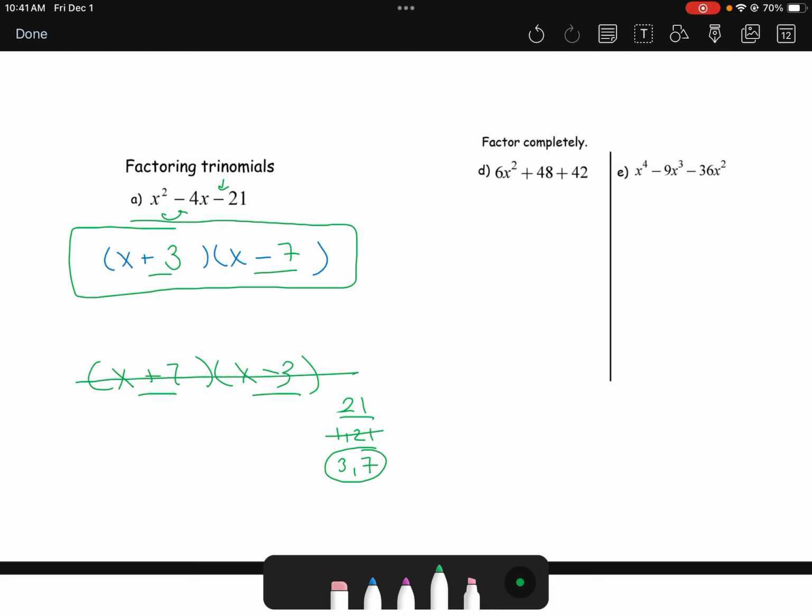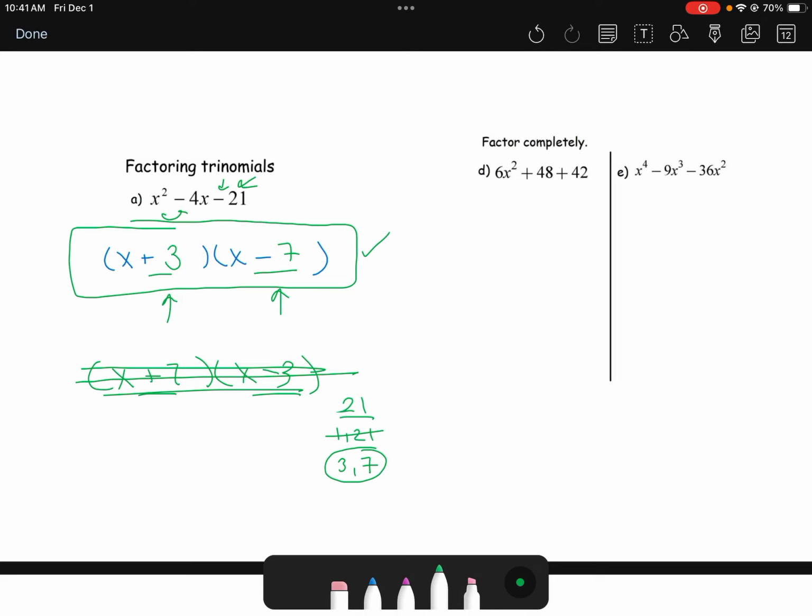Again, I needed a negative 4, and 7 minus 3 is a positive 4, so that one doesn't work. And again, the nice thing is, check it. Positive 3 times negative 7, is that negative 21? Yes, it is. Is 3 minus 7 negative 4? Yes, it is. We're done. Okay, so let's go to the next one.